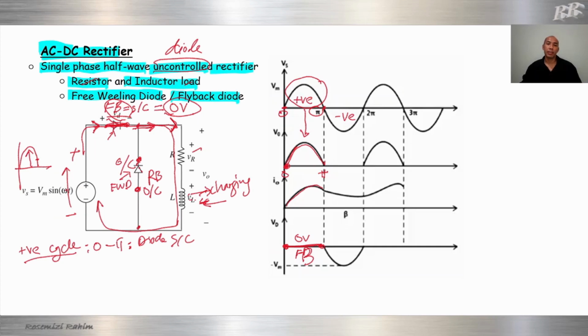This one is the waveform of the signal: the waveform of the diode, the waveform of current, the waveform of output voltage, and the waveform of input voltage during the positive cycle from 0 to pi. Next is during the negative cycle.